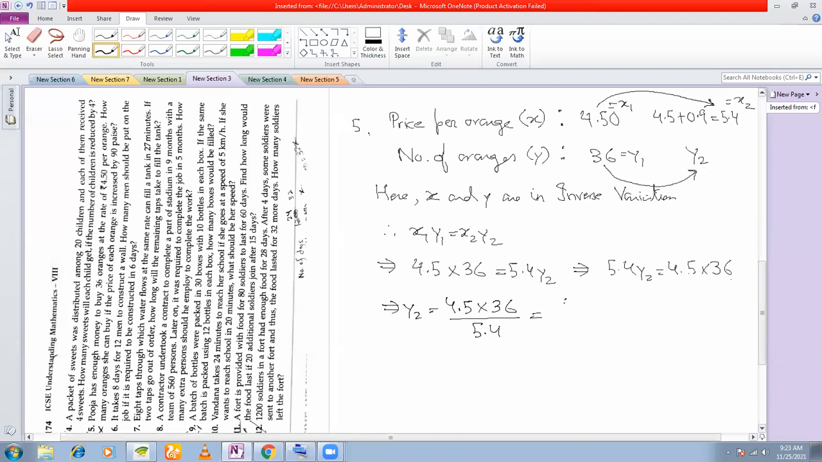How do you calculate this? Shift one decimal in the numerator. And because you shifted one decimal in the numerator, you shift one decimal in the denominator also. Okay, now you can cancel. You can cancel with 6, and then you can cancel with 5. So you get 30. So initially you were buying 36 oranges. Now how much are you buying? Only 30. Right? Yes, sir.